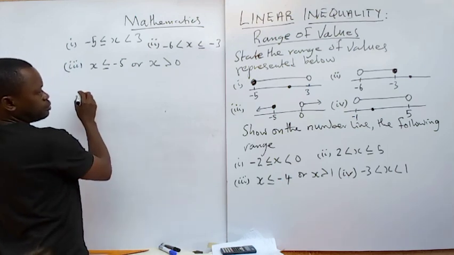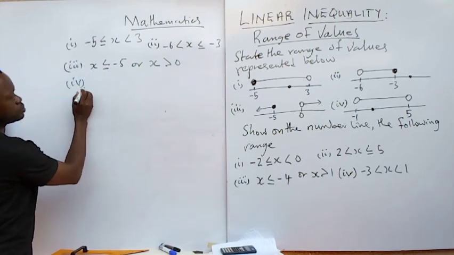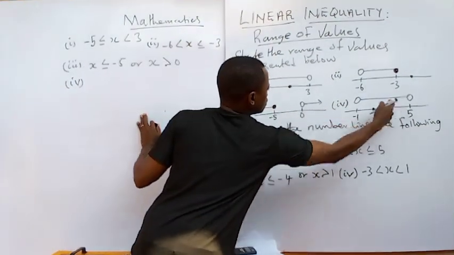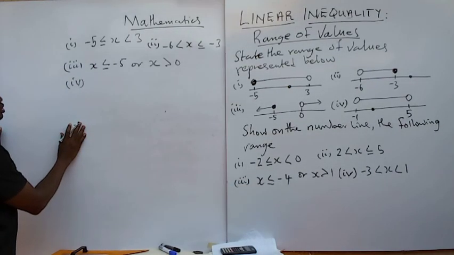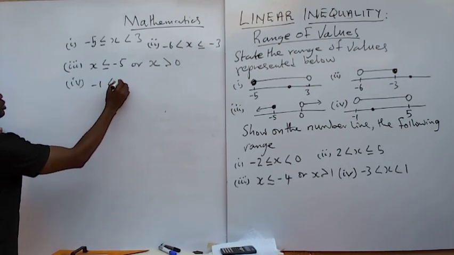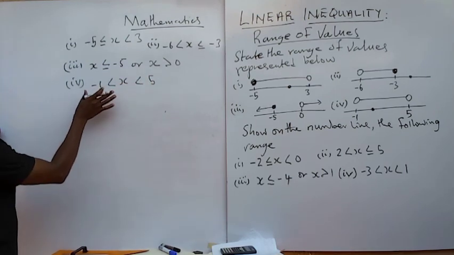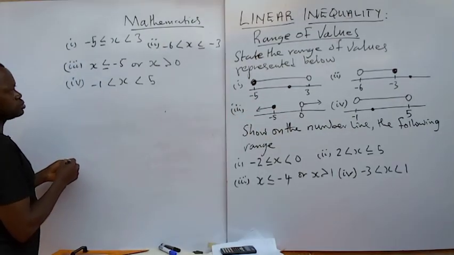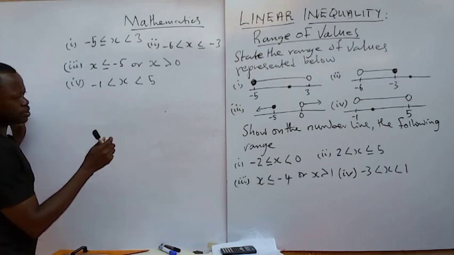What about the fourth one, IV? We have there, you can see that this and this are both open, so none of them is inclusive. That's the meaning. So x is greater than -1, and that same x is less than 5. This is how these values can be represented in a range. I am sure that this explanation is well taken.